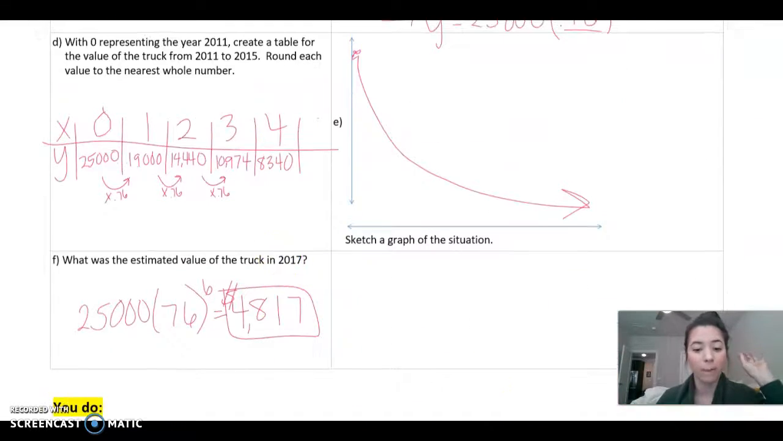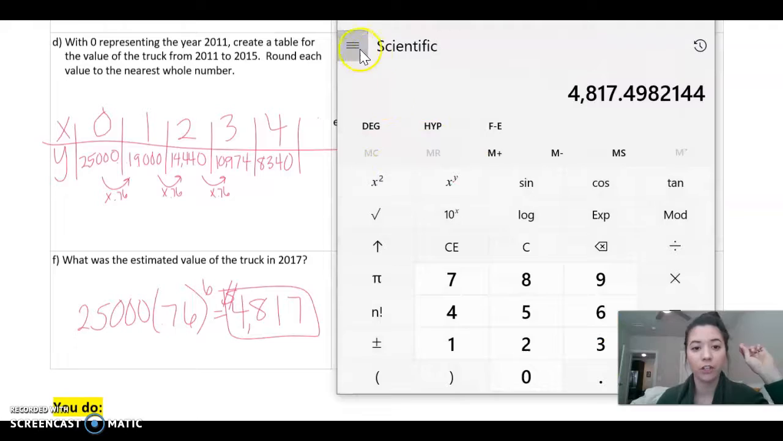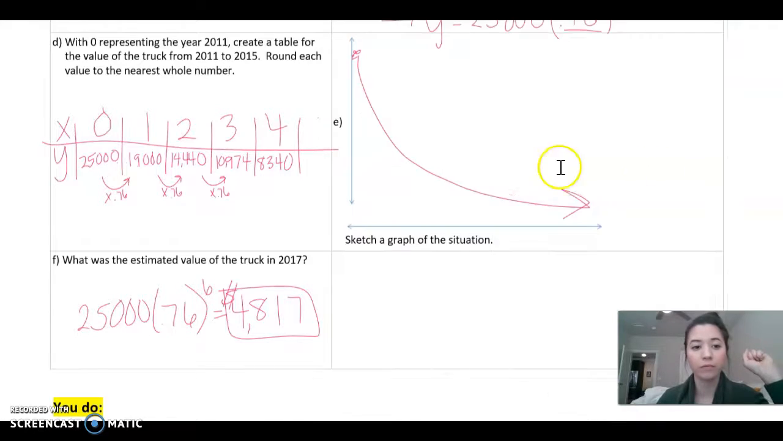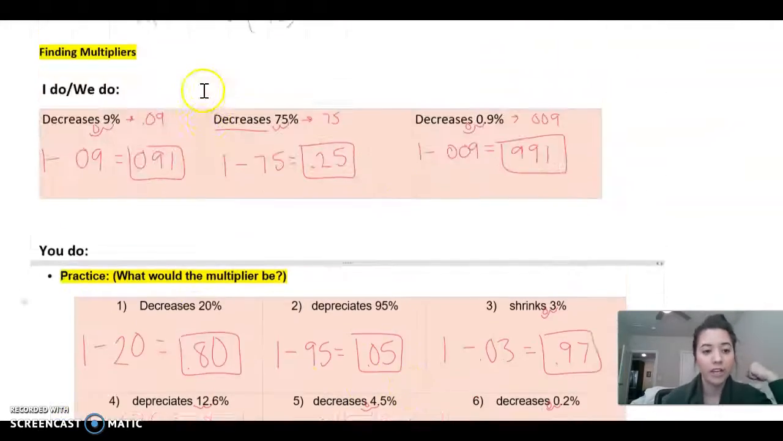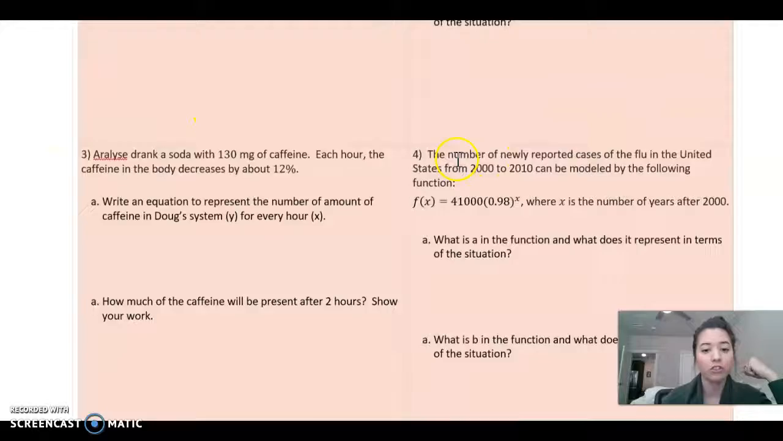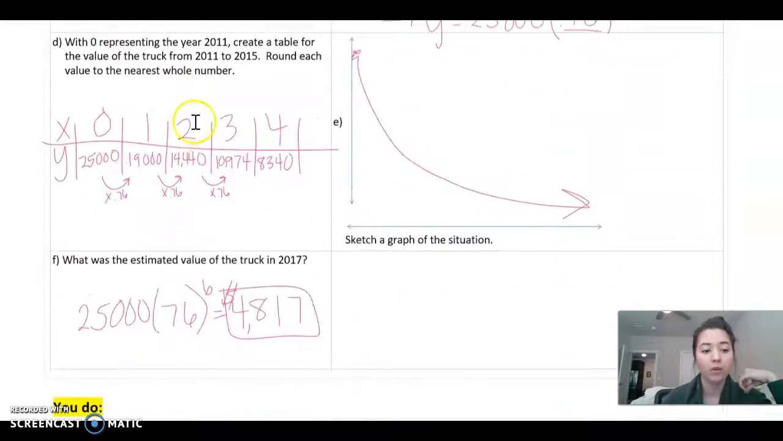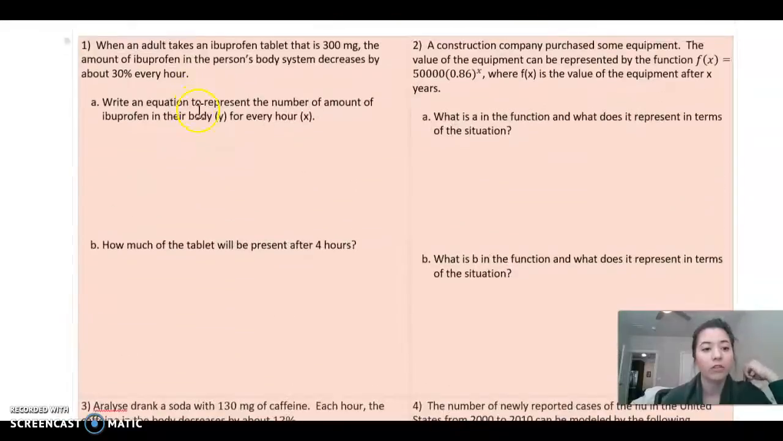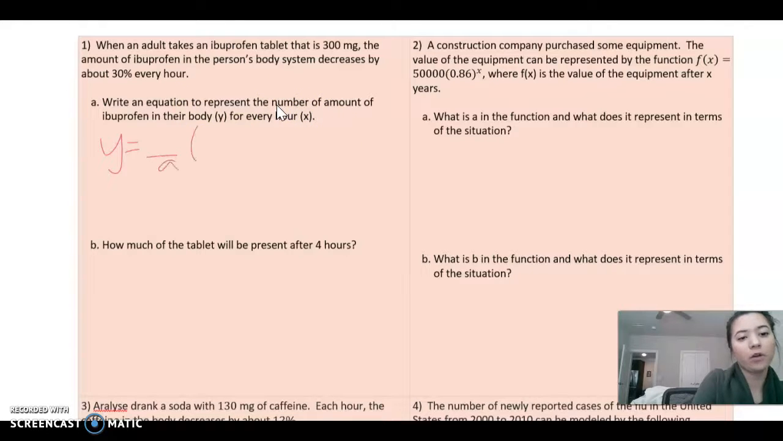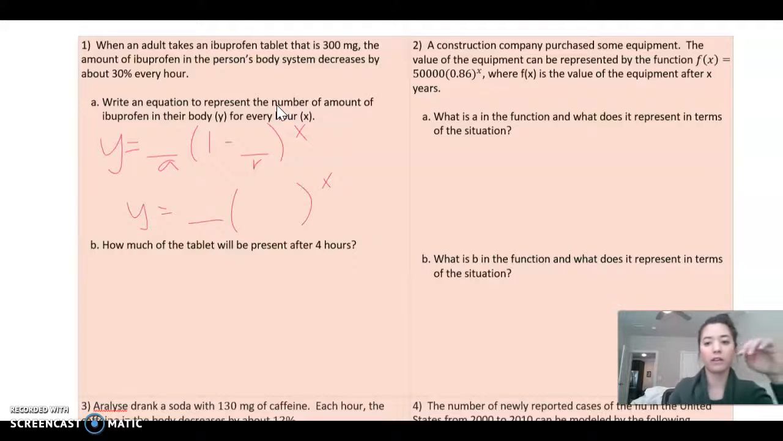Okay, so a couple things. Again, for your calculator, make sure you're in scientific mode. Decrease, which is 1, 2, 3, and 4, you're looking at 1 minus your R value. The first one, you are going to have to create your equation. So you're looking to do your A value, 1 minus your R as a decimal. And then give me what your final equation would look like.